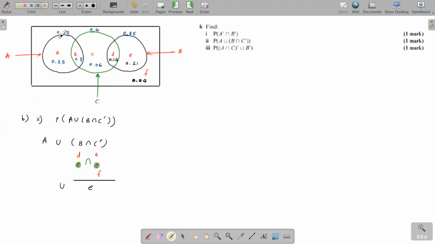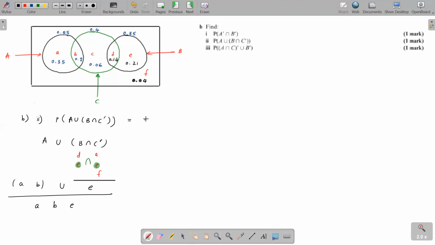So what are the regions corresponding to A? For circle capital A, we have simple A and B. So take the union. Union means you take everyone. So you have regions A, B, and E, right? So add the probabilities of those regions because that's the answer for A union B intersection C dash.